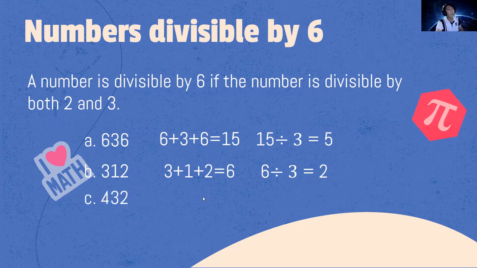Very good. See, 432. 432 ends with 2, and 2 is an even number. Therefore, it is divisible by 2. And let's now try to identify if it is divisible by 3. Let's add all the digits of the number. 4 plus 3 plus 2, that is 9. Then 9 divided by 3, that is 3. Therefore, 432 is divisible by 2 because the number ends with an even number, and it is divisible by 3 because the sum of all the digits is divisible by 3. Therefore, 432 is divisible by 6.